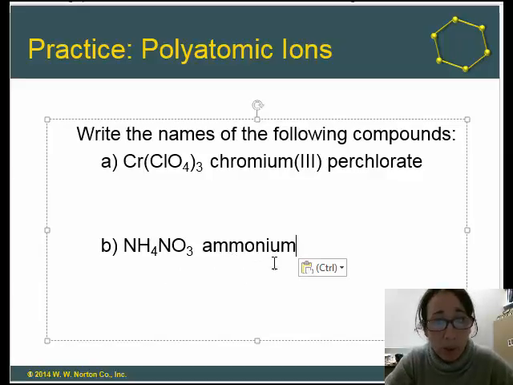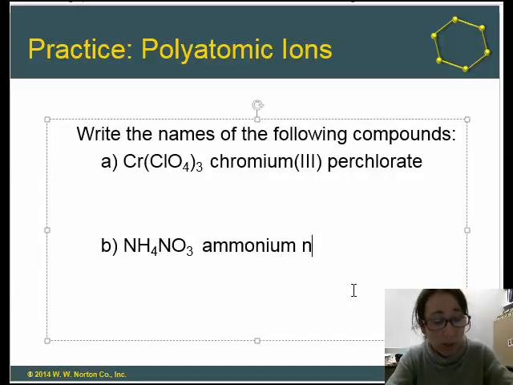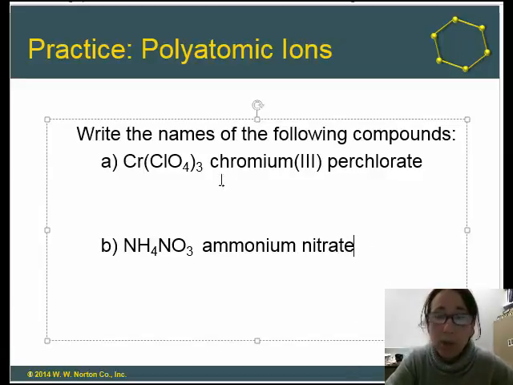So the name of the cation is ammonium, and the name of the anion is nitrate. That is also a polyatomic ion. So when we name ionic compounds, it's cation name, then anion name.